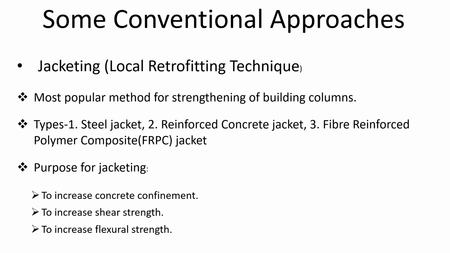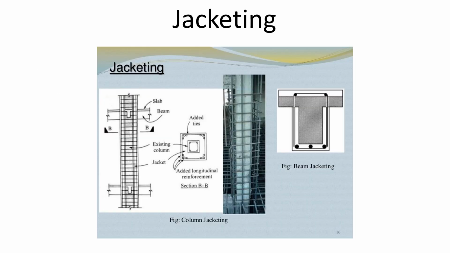Third, fiber reinforced polymer composite jacket. Purpose for jacketing: to increase concrete confinement, to increase shear strength, to increase flexural strength. Now here is the figure which shows the purpose of column jacketing.